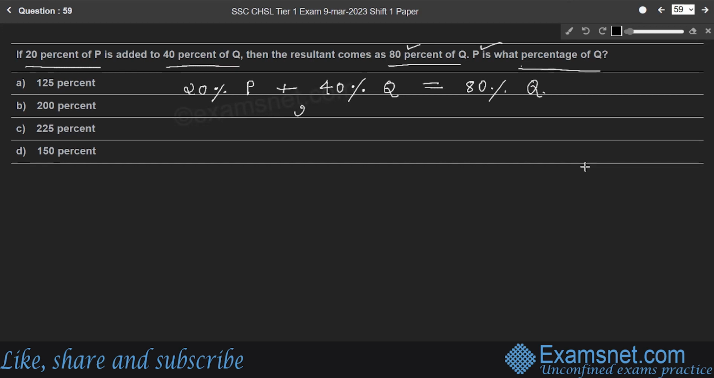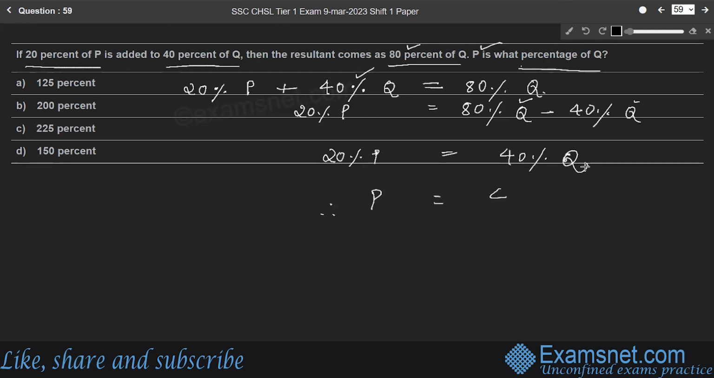So we'll simplify it. 20% of P becomes 80% of Q. Take this 40% of Q to the RHS, it becomes minus 40% Q. So 80% Q minus 40% Q, which is nothing but 80 by 100 Q minus 40 by 100 Q, which is again 40% of Q. So 40% of Q is 20% of P. Therefore, P is equal to 40 by 100 into Q divided by 20 by 100.